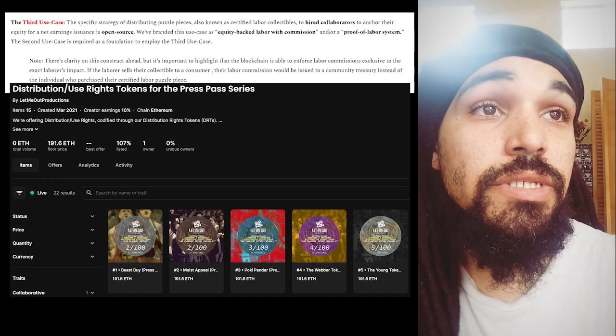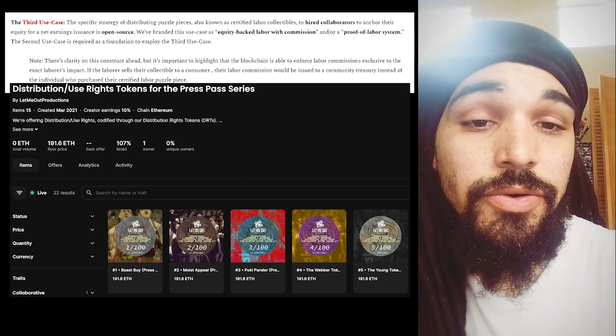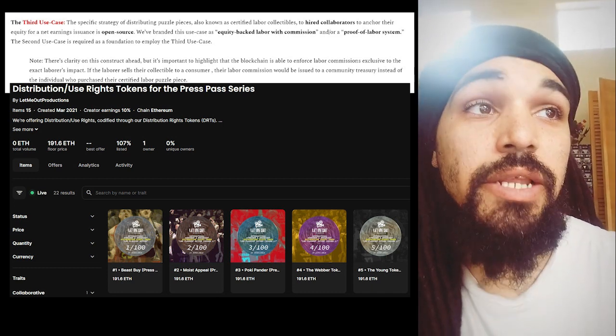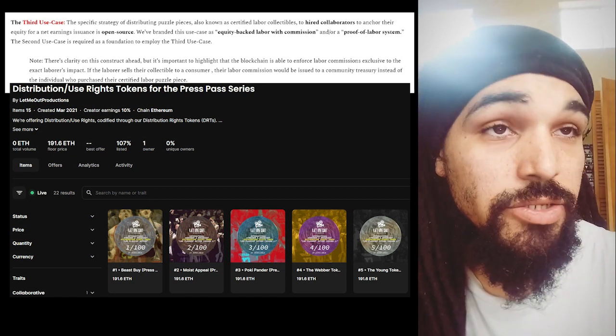The fourth use case is the specific use case of using non-fungible tokens as collectible gateways for content distribution and rights enforcement, and that's open source.